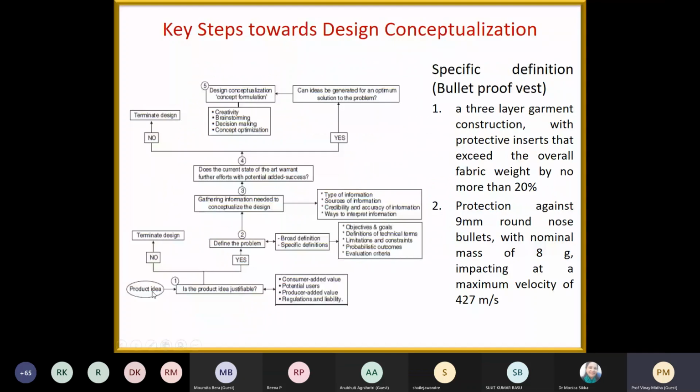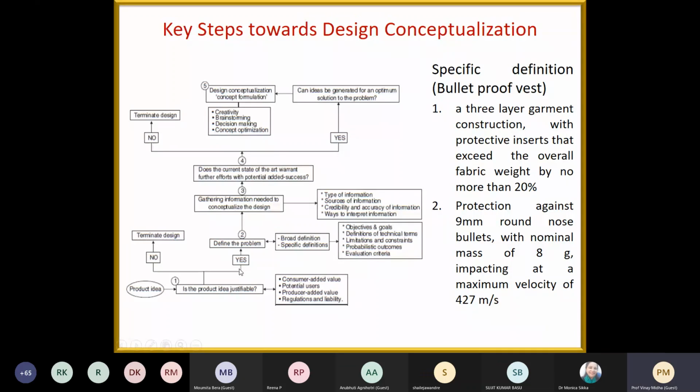The product idea is generated and you first go to whether it is justifiable or not. What kind of customer added values it is giving, who will be the potential users, how much benefit the producers will be actually able to get, and whether it is meeting the regulations and the liabilities on the environment and the society from the country point of view. If it is meeting all these particular requirements, and if you feel that it is able to add certain value for the customers and the company will also be able to benefit from them, then we can take it further. Otherwise, if it is no, then you have to terminate it.